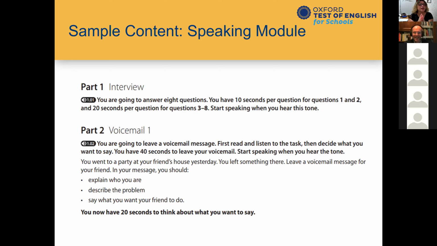And here's the example. You went to a party at your friend's house yesterday. You left something there. Leave a voicemail message for your friend. And in your message, you should explain who you are, describe the problem and say what you want your friend to do. Okay? A los alumnos, últimamente lo que les decimos es las tres cosas.